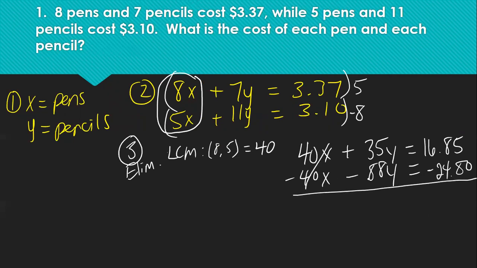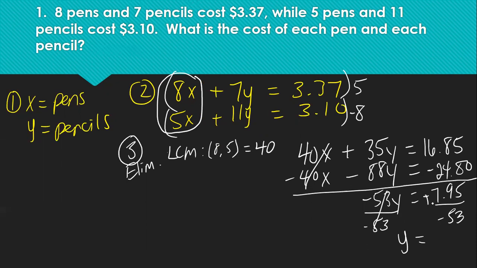All right, what happens to our X's? They cancel out. What is 35 minus 88? Negative 53. What is 16.85 minus 24.80? Subtraction. Negative 7.95. And then we divide, right? So what do we get for Y?